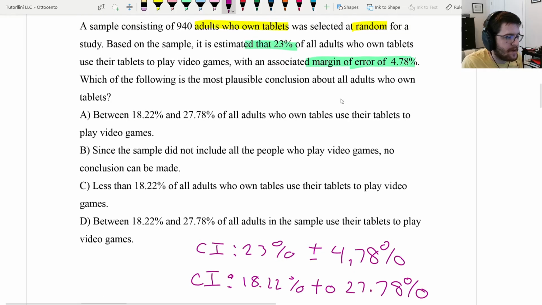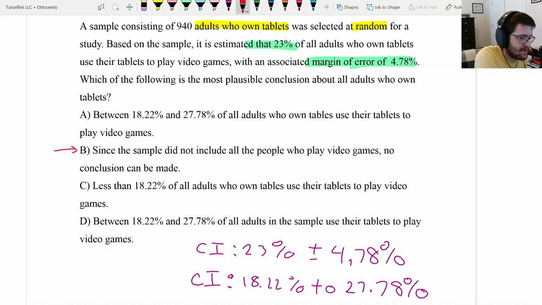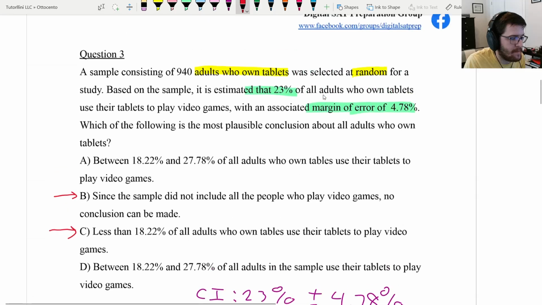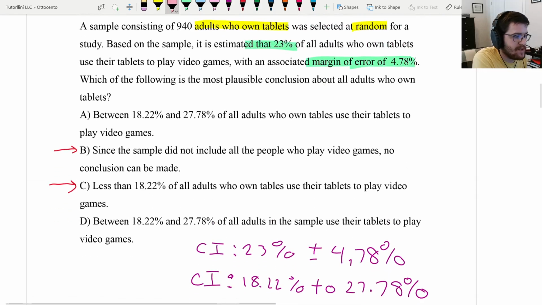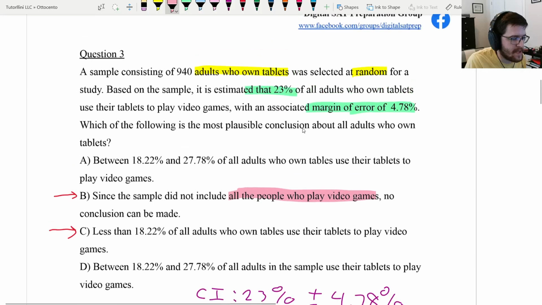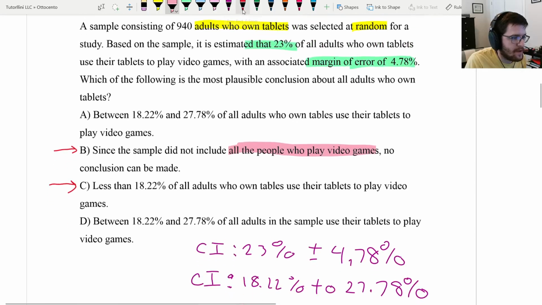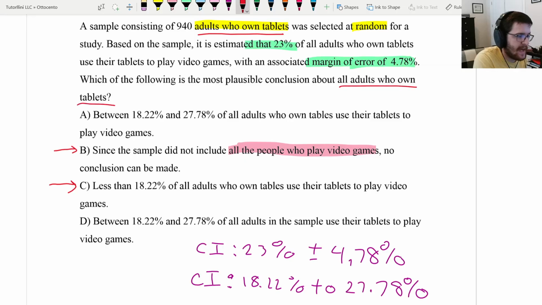All right, so right away, any answer choice that does not mention both those numbers is kind of out of the running. But let's just go over more why they're wrong. This one says the sample did not include all the people who play video games. That doesn't make any sense. We're not trying to study the people who play video games. We're trying to study the people who own tablets. The video games is just a characteristic of them. So we don't really care about that.